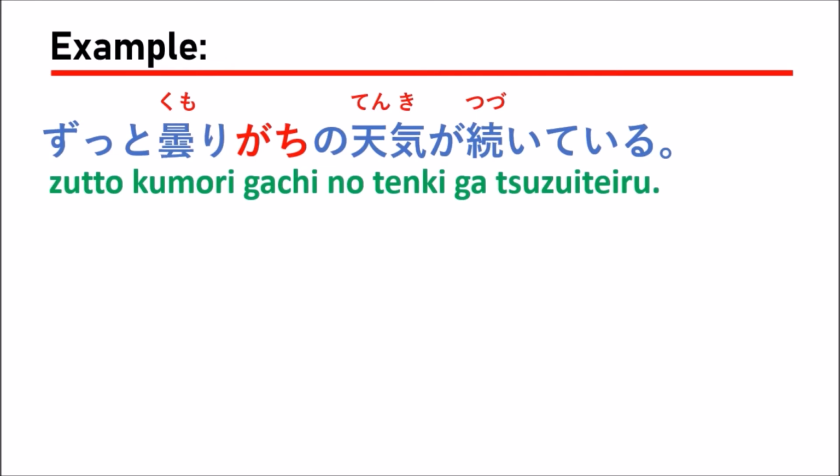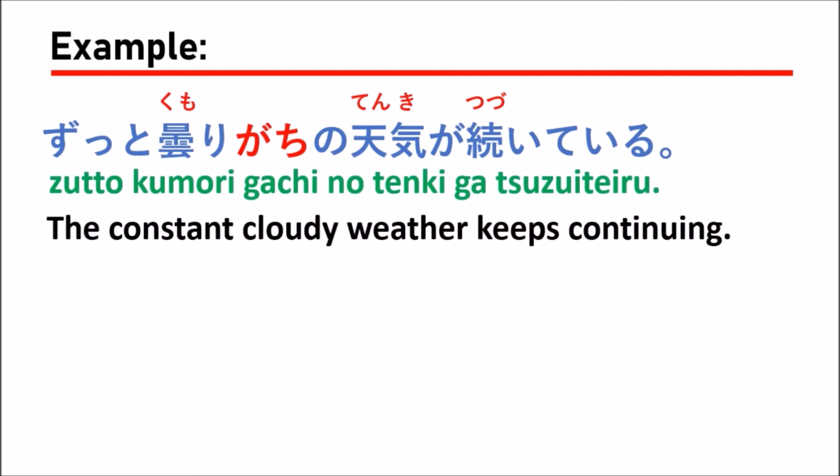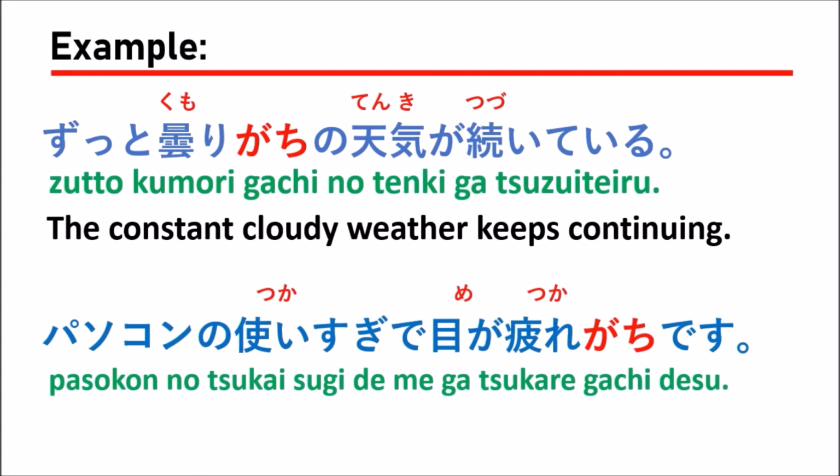ずっと曇りがちの天気が続いている。Which means the constant cloudy weather keeps continuing. In this case, the next example.